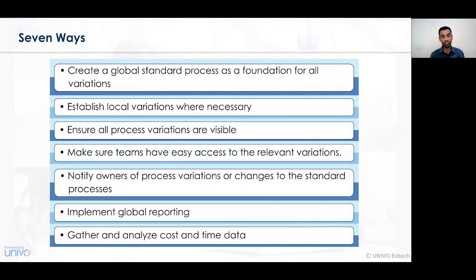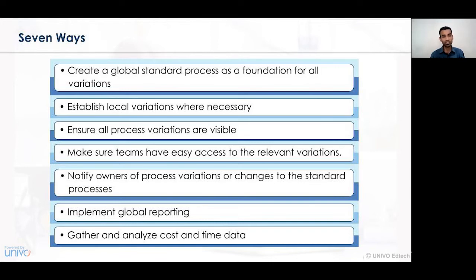Notifying the owners of process variations or changes to the standard processes. Here, if there is a downfall in a system that has been implemented and a variation needs to be implemented, then all the participants of the supply chain or the assembly line need to be informed immediately, and all the owners of the processes, that is, whoever is the person or the machine responsible for such an activity, should be provided with information about the changes in variations. Implementing the global reporting.